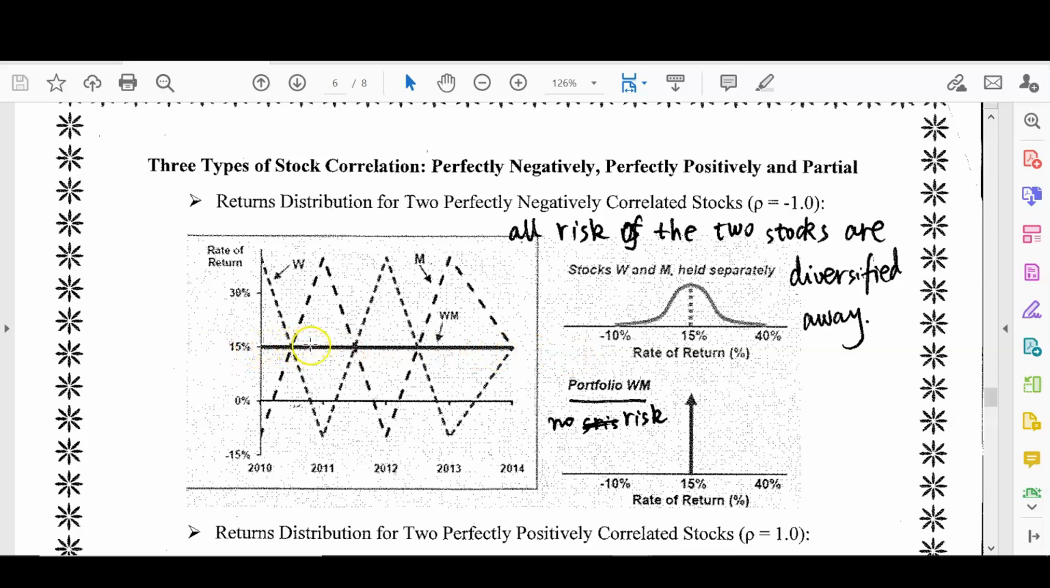When W has a high return, M would have a lower return. When W has a lower return, M has a higher return, and their average will always be the same. So two perfectly negatively correlated stocks, when they move in opposite ways, are the best case of risk diversification. When they are correlated at -1, all the risk goes away.